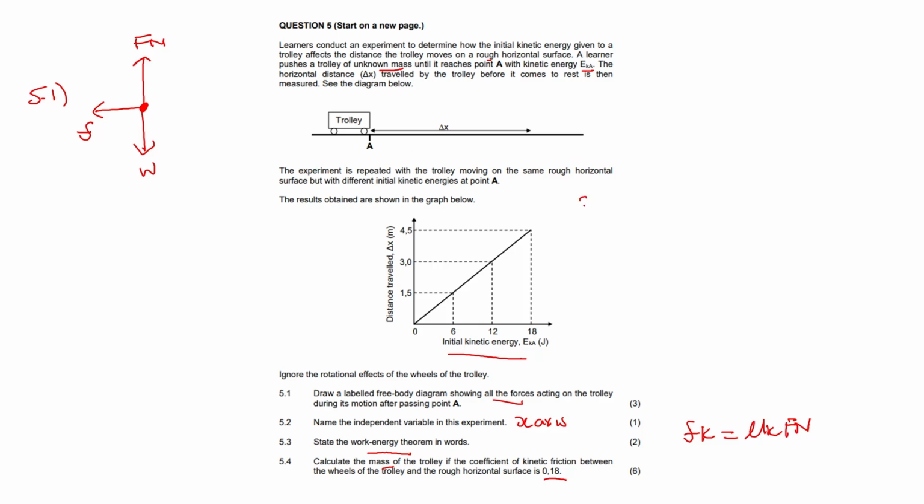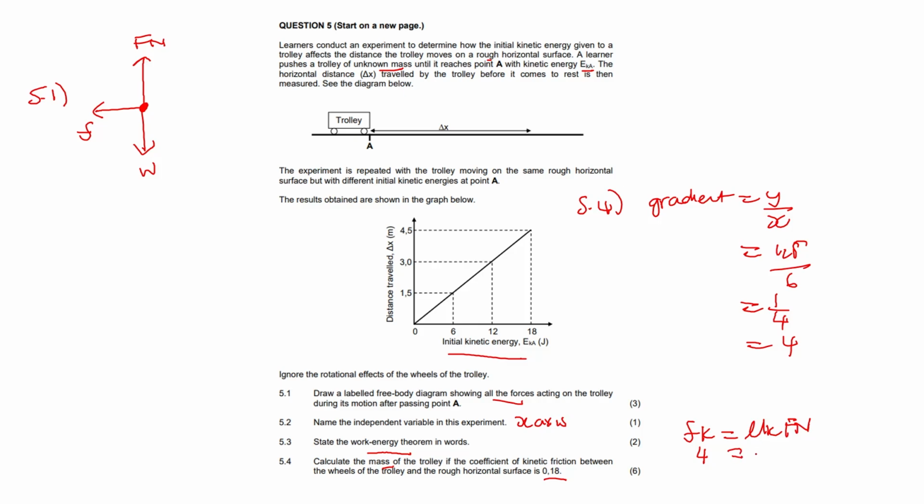So what can we do first? We can first find the gradient of the graph, which will be y over x, so any point on the graph, right? So let's just choose the first point. So the y is 1.5 and the x is 6. We jot that into the calculator and we get a quarter. So then we're just going to flip it and we get 4 over 1, which is 4. So then that is going to be our friction, 4 newtons, right?